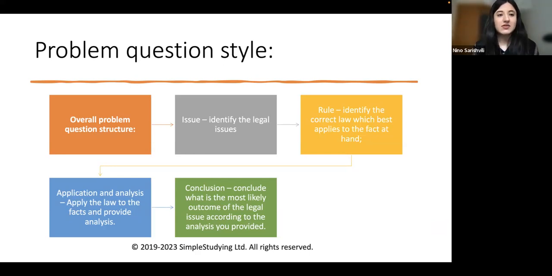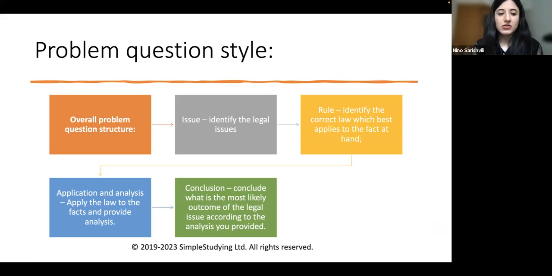You don't get this kind of legal skills straight away. This is coming from a lot of practice. So I suggest that you go through past exam papers and answer as many problem and essay questions as you can. Just practice answering them as much as possible. And I suggest that you also get someone to review and give you feedback.